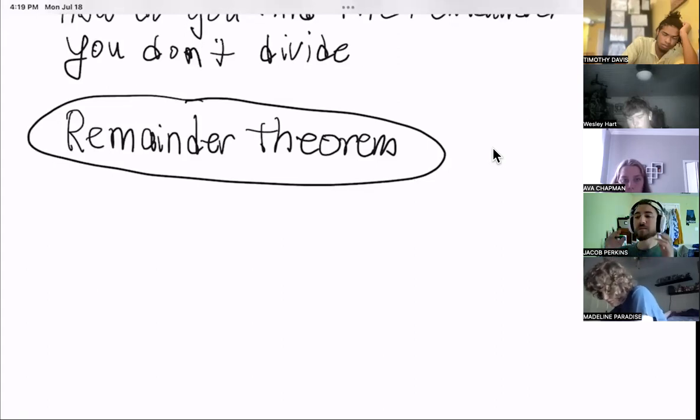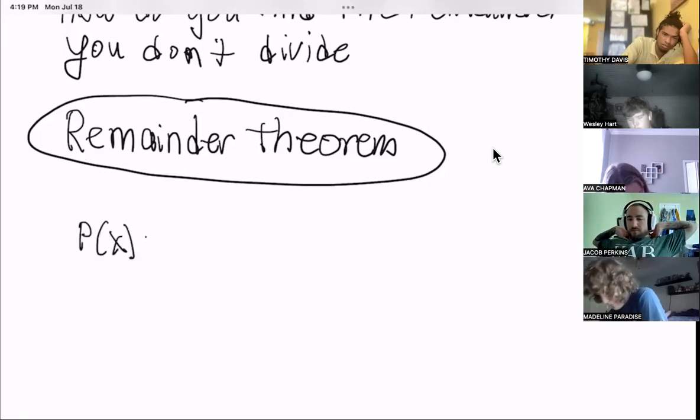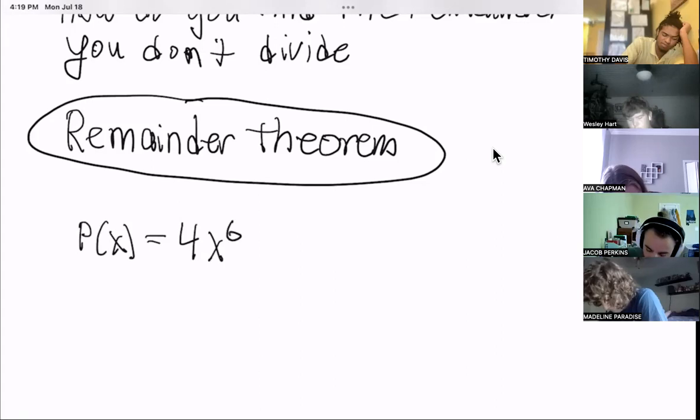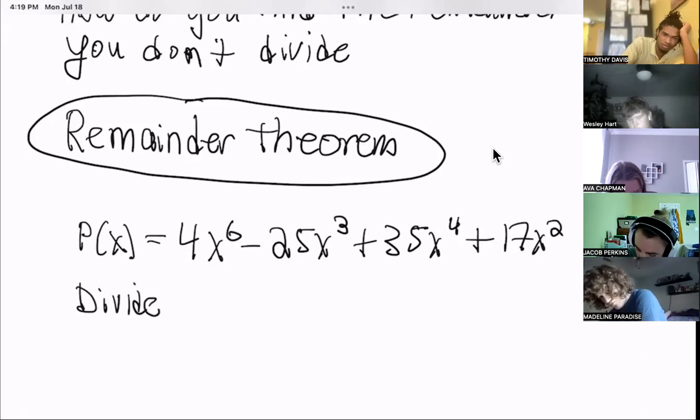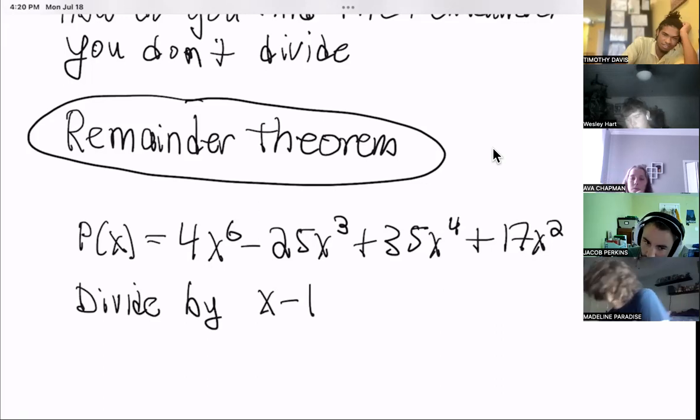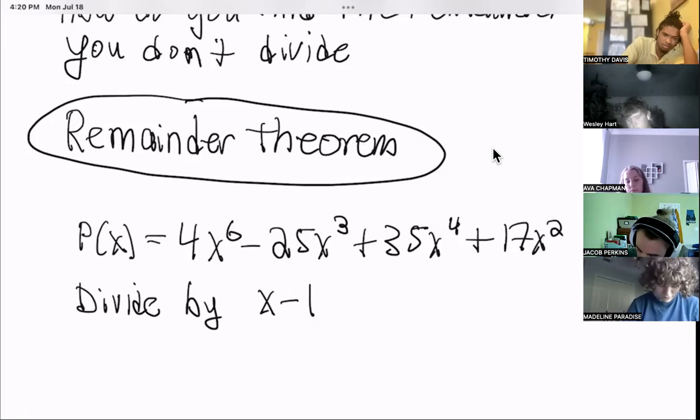So let's say I have this polynomial: 4x to the 6 minus 25x to the 3rd plus 35x to the 4th plus 17x squared. That's my polynomial, and I want to divide by x minus 4. Actually, I'm going to change it. Let's do x minus 1. Make it easy because they're big numbers. But I don't want you to divide. I just want to know the remainder. What's the remainder?